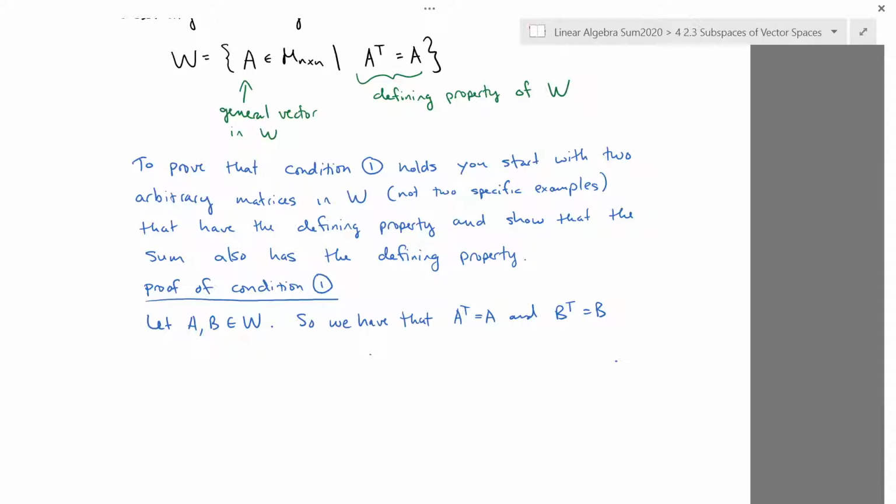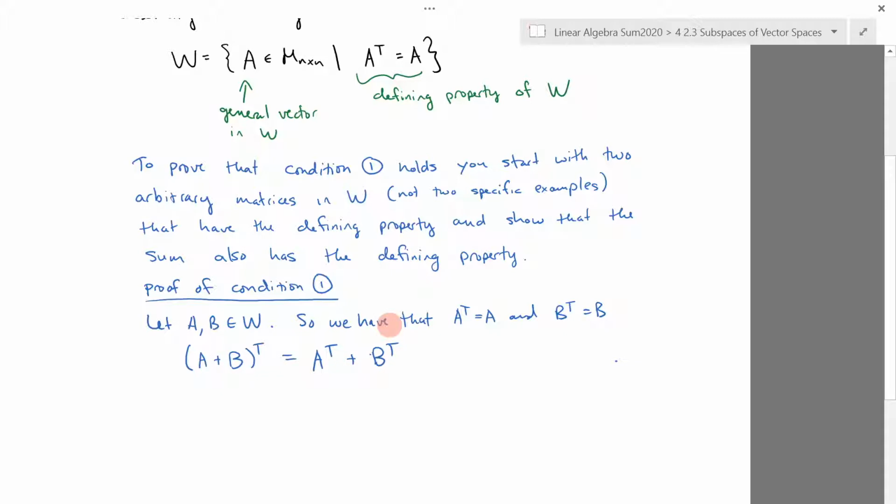So what about (A plus B) transpose? One property of the transpose is that the transpose of the sum of two matrices is the same as the sum of the transposes. So this is the same thing as A transpose plus B transpose.